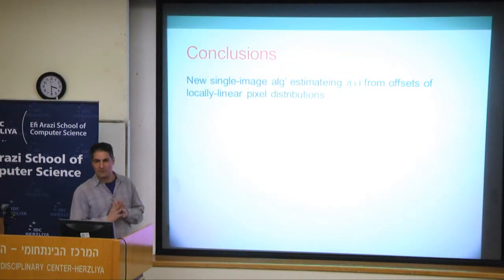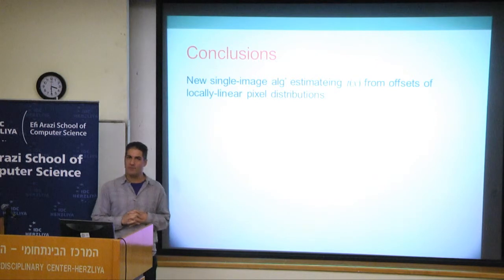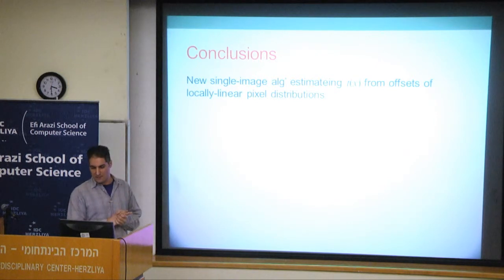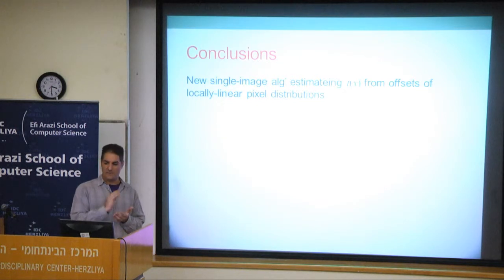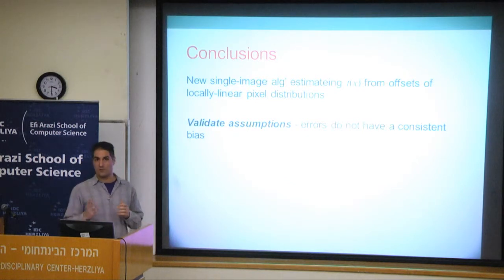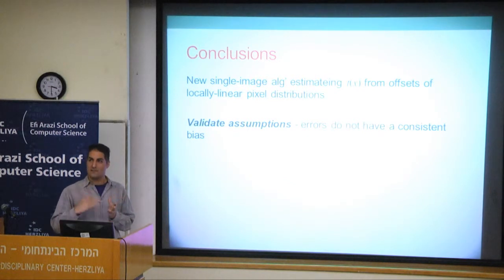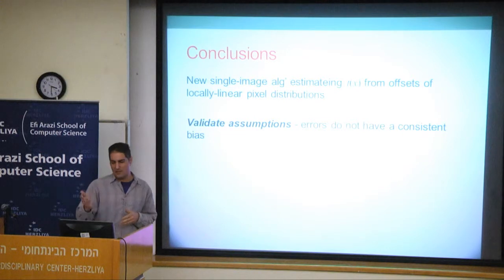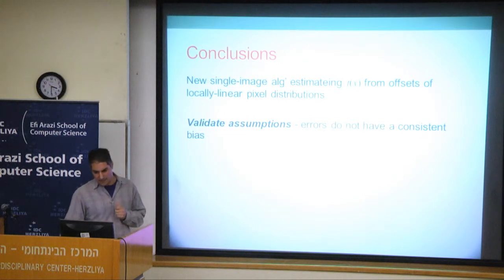So let me conclude the talk. I presented a new single image algorithm for estimating the transmission from a single image based on the offsets of the color lines from the origin in RGB space. This method is able to validate its assumptions across the image and avoid consistent errors, such as underestimation of the transmission, such as in case of the dark channel method.